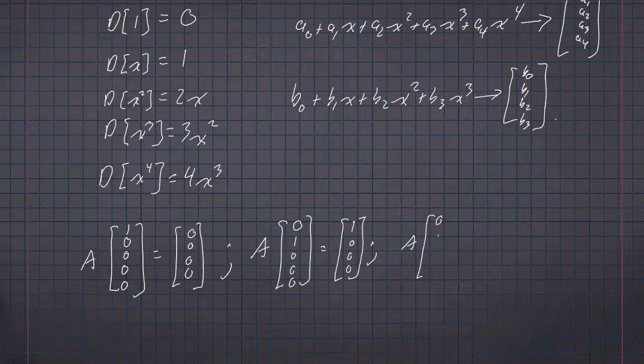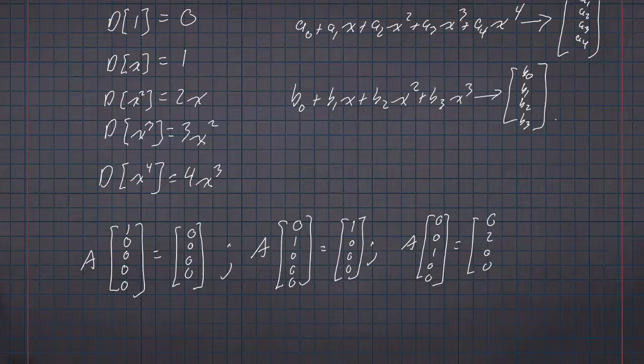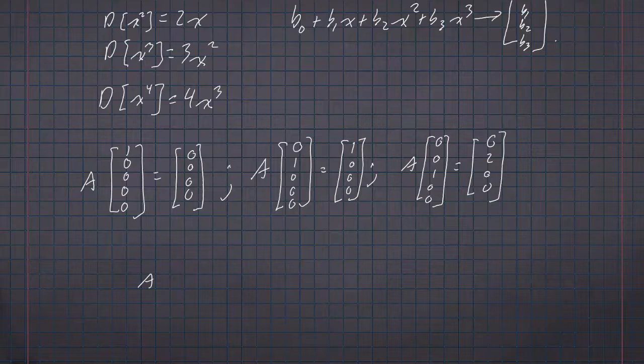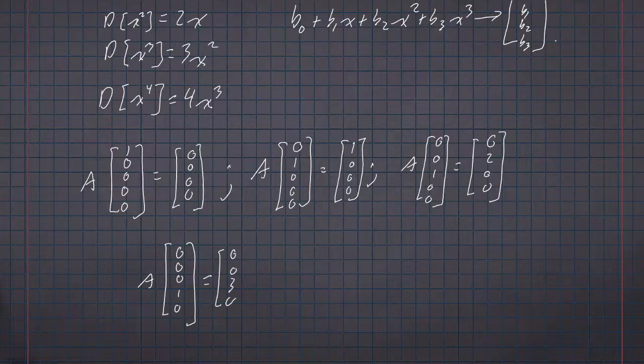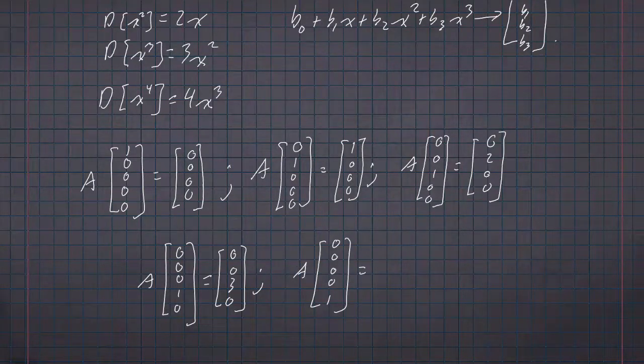X squared is 0, 0, 1, 0, 0, and in P3, 2x is 0, 2, 0, 0. X cubed in P4 is 0, 0, 0, 1, 0, and 3x squared in P3 is 0, 0, 3, 0. Finally, x to the fourth in P4 is 0, 0, 0, 0, 1, and 4x cubed in P3 is 0, 0, 0, 4.